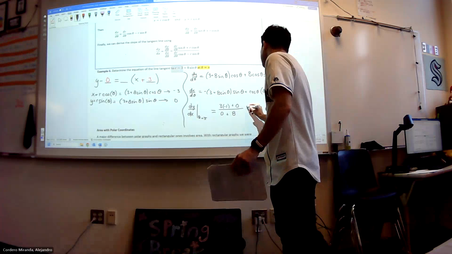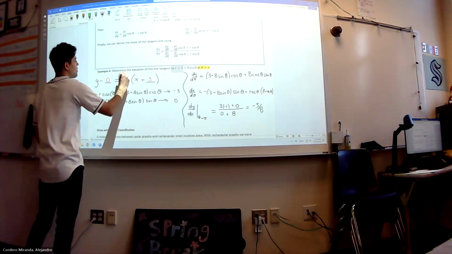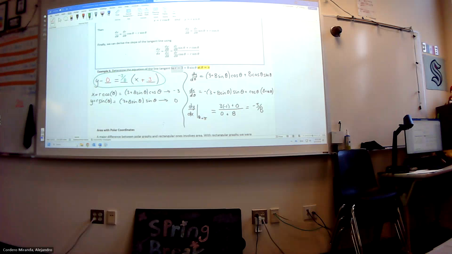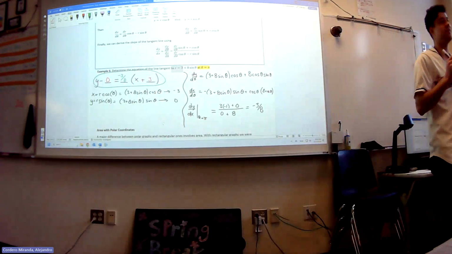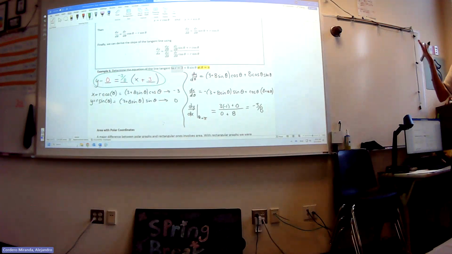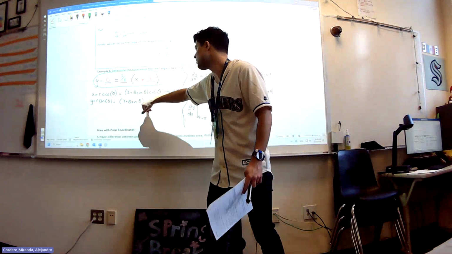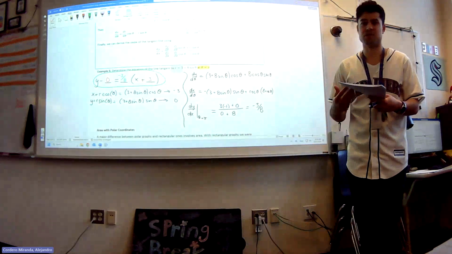Equals negative 3/8. Now, is this a calculator problem? I could see this being no calculator because we didn't really need a calculator. But if it was calculator, I guess it'd be kind of easier because you could say x equals this, y equals this, then take y prime over x prime and plug in pi. That would be nice, but I can see this being no calculator for sure.